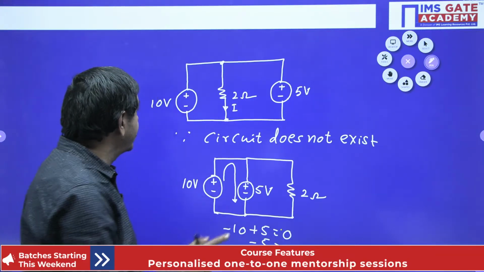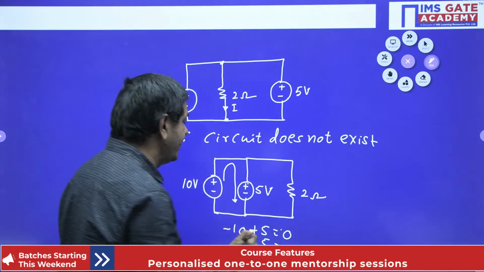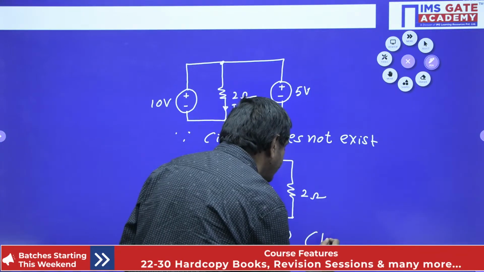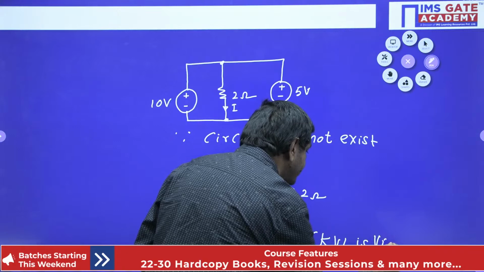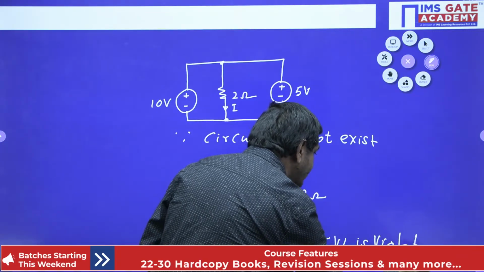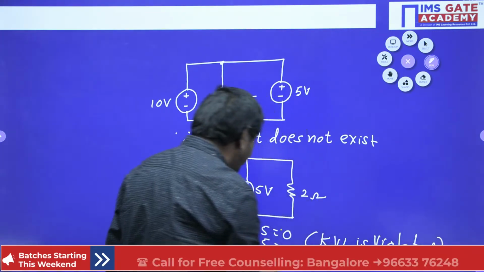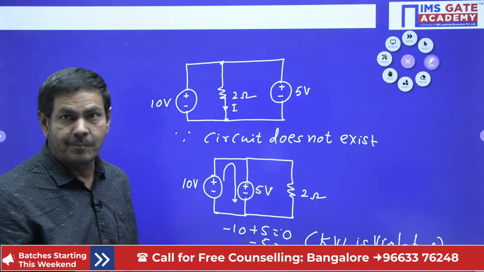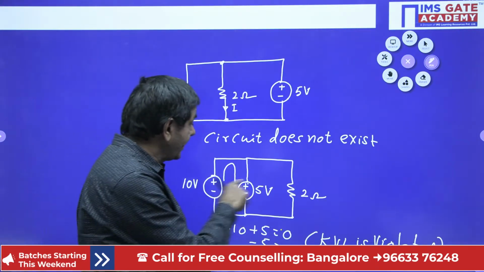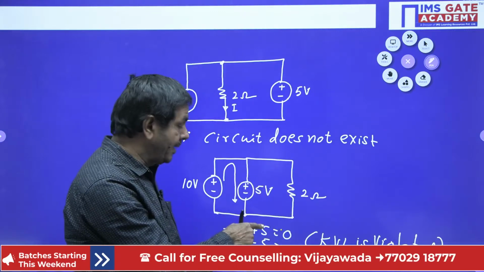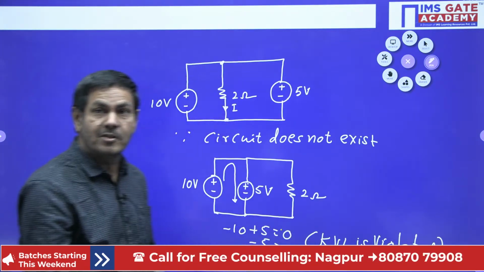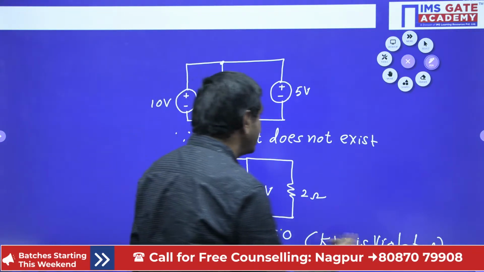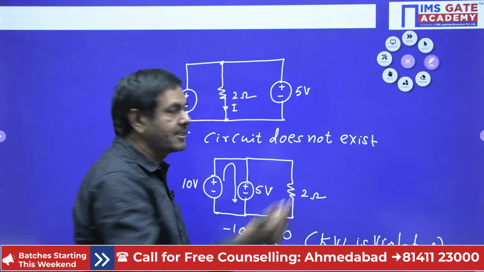Then only we can say it is an unbalanced circuit. That's why here we can say KVL is violated. Why is it violated, sir? Minus 5 equal to 0, how is it possible? Impossible. That's why if you connect the circuit in such a way, it becomes unbalanced. Why is it unbalanced? Some voltage equal to 0 we are getting. That is why KVL is violated. It does not exist, you can say.